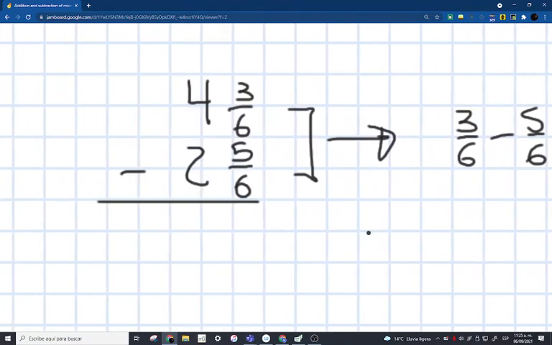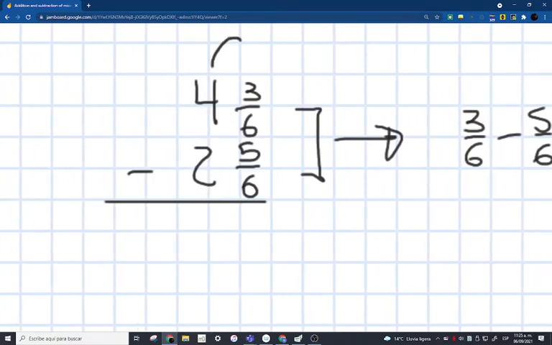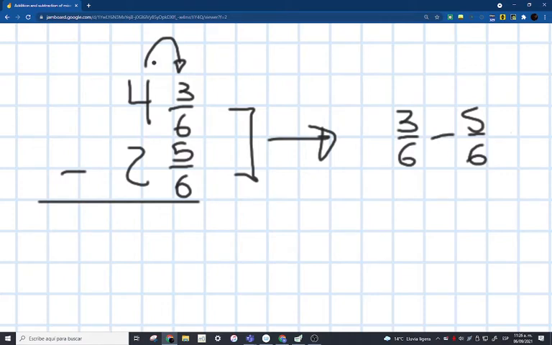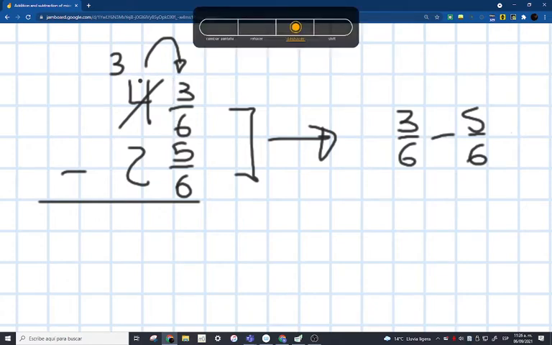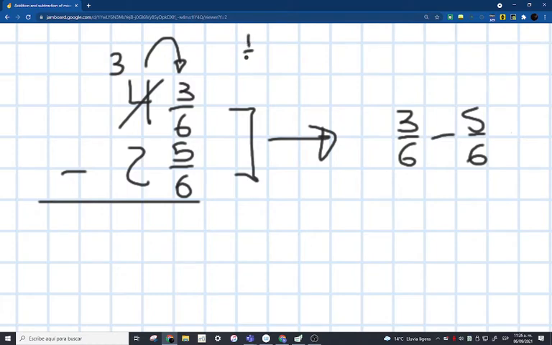We can do something similar here. We can borrow 1 unit from the next one. Easy. This gives a unit, so this becomes 3. But now it doesn't become 13/6, because that is not how it works. Remember, a complete unit is 1 over 1, or 2 over 2, or 3 over 3, or you can write it in as many ways as you want. And since we are working with denominator 6, our unit can be 6/6.